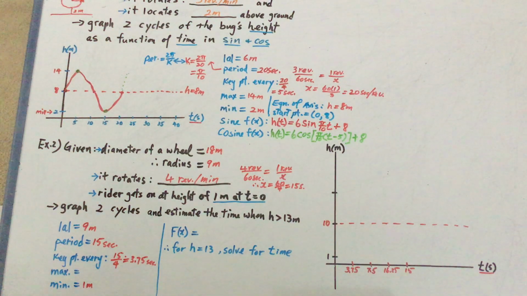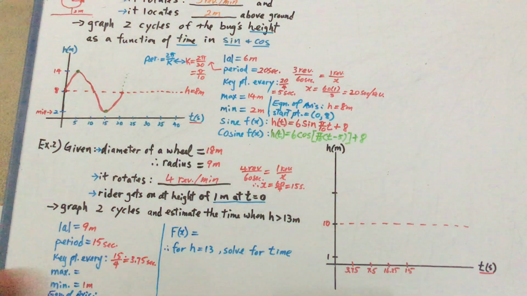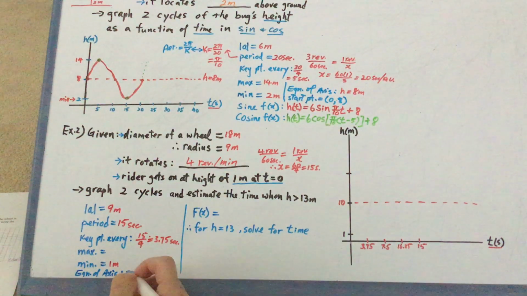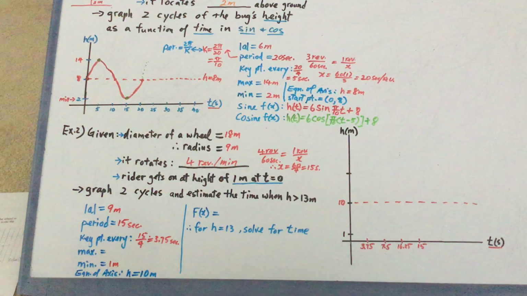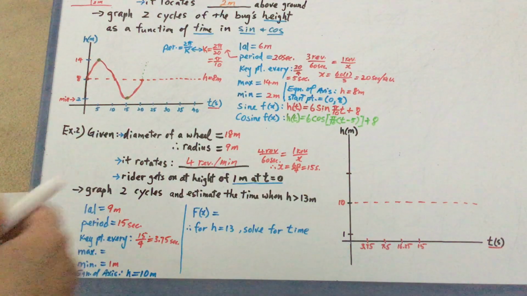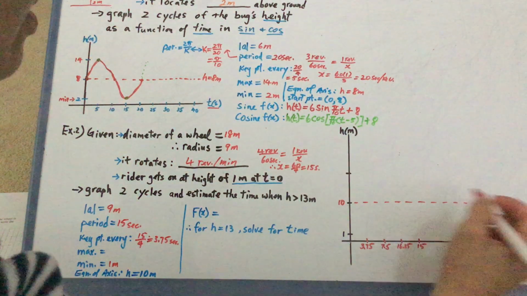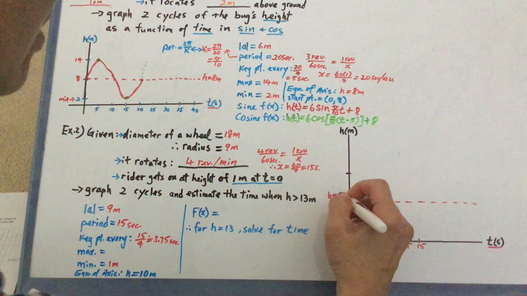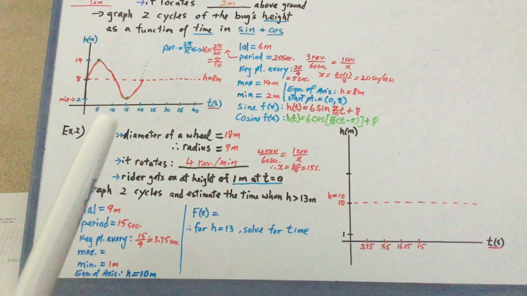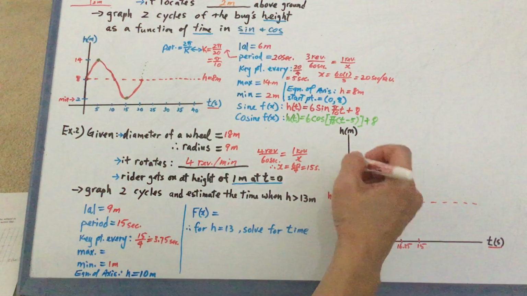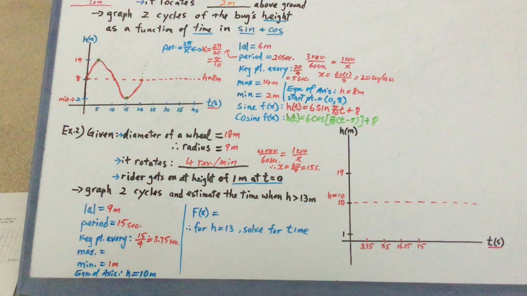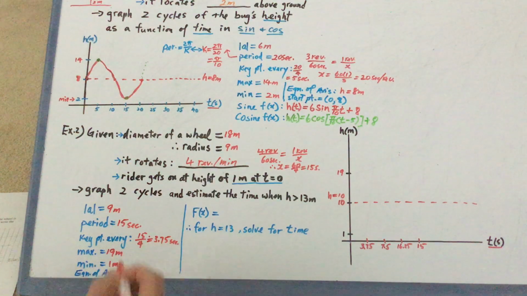So let me just write here the equation of axis. Okay, so the equation of axis is going to be height equal to 10 meters. So this is going to be my equation of axis, h equals 10. Okay, and the maximum is when you add the amplitude 9 to the 10, so you are going to get 19 meters as your maximum. So I'm going to write 19 meters down here as well.